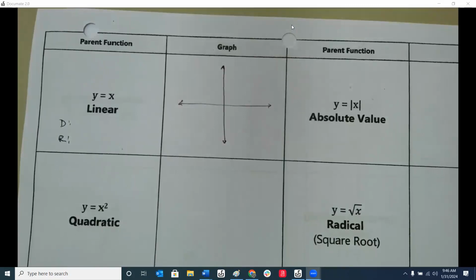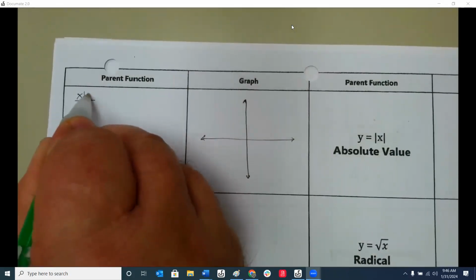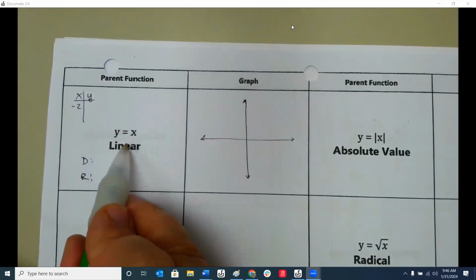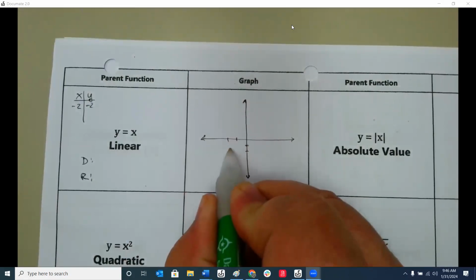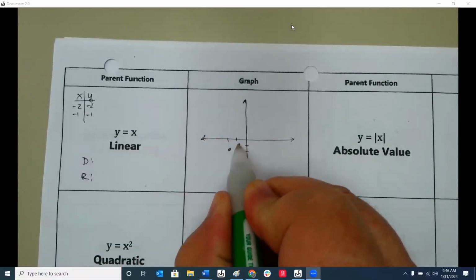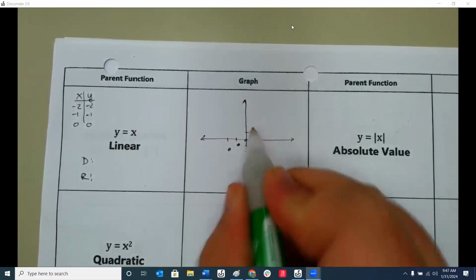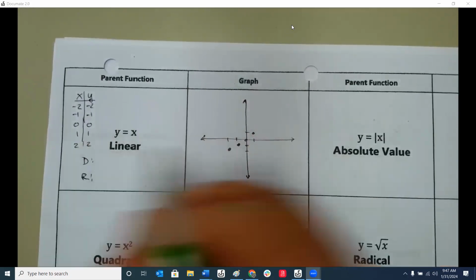If you don't see it, plug in some points. Can x be negative? Well, let's see. If we plug in here, we have x and y. So if x is -2, what's y? -2. So at -2, it's -2. When x is -1, what's y? -1. When x is 0, y is 0. When x is 1, y is 1. When x is 2, y is 2.